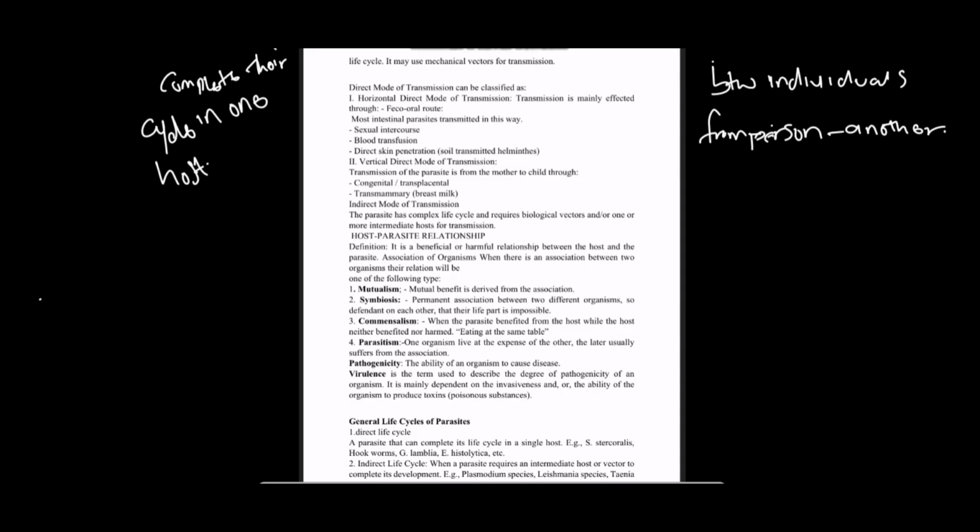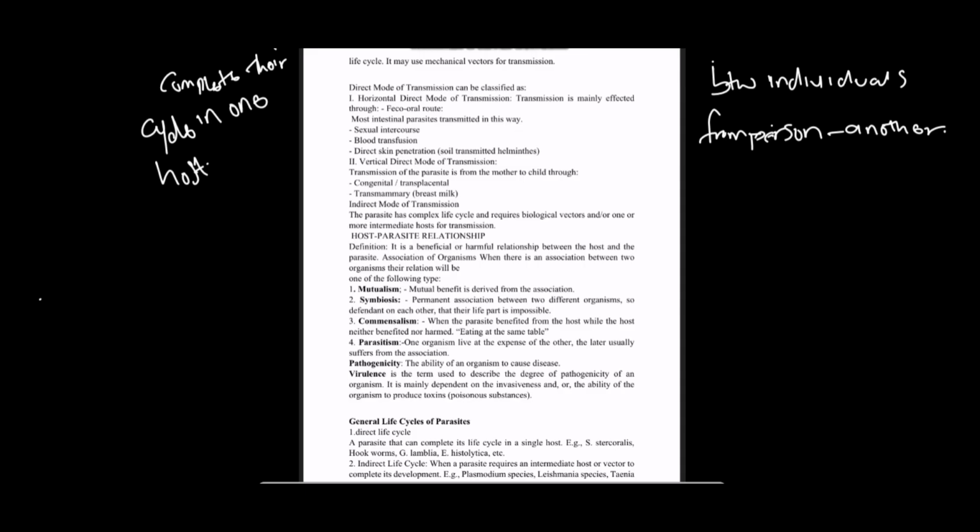All right. Now the vertical direct mode of transmission. The vertical transmission is different from the horizontal. This is the transmission from mother to child. That is genetics, right? So it happens across generations. That is the difference I want you to understand.